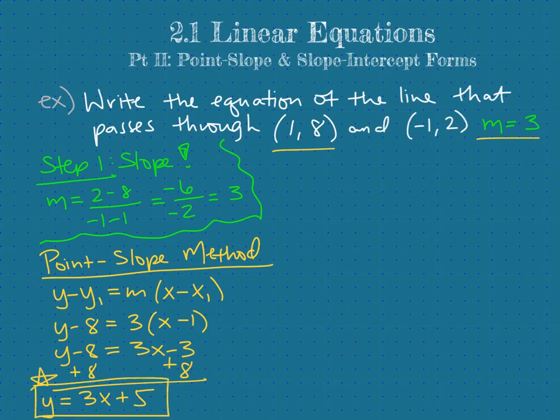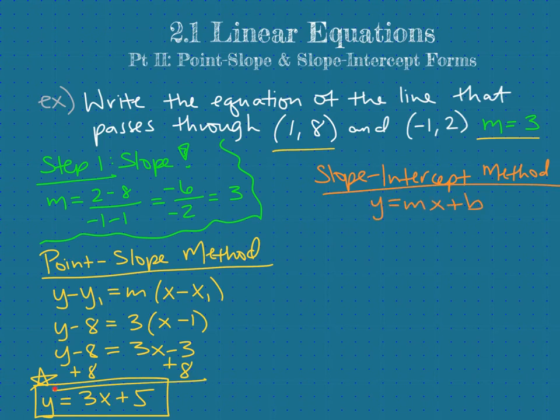The next method we can use is the slope-intercept form method. Again, I'm doing 2 different ways of solving this. You just pick the method you prefer. Slope-intercept form method is using the slope-intercept form, y equals mx plus b. We already know the answer that we should get is y equals 3x plus 5. So we're going to plug in a point for x and y and 3 for m and solve for b. The b value that we should get is 5.